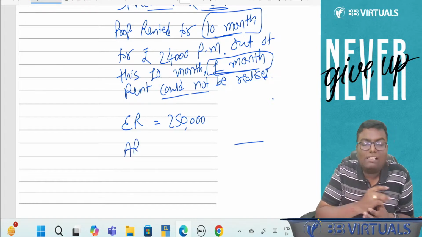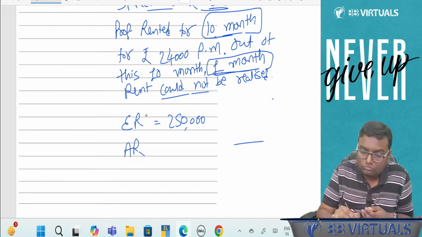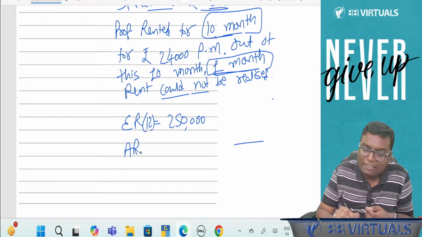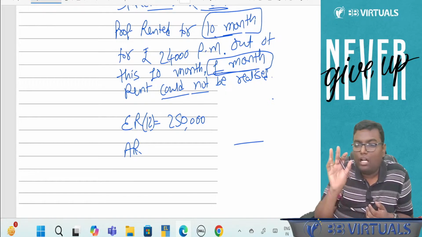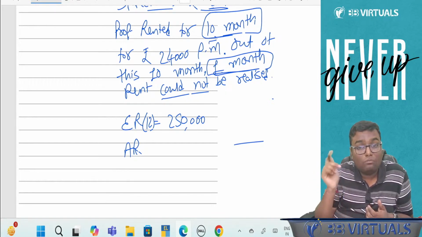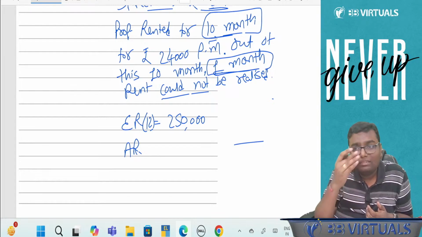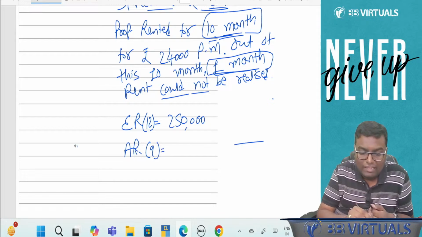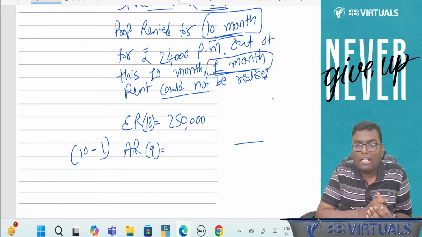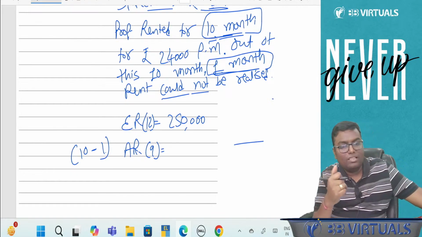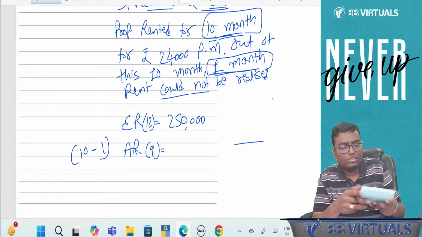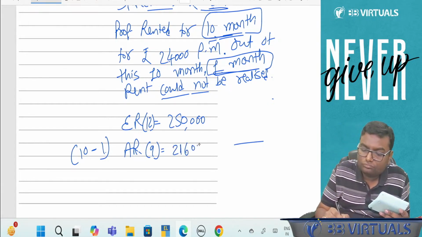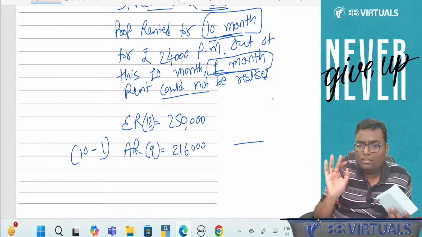Now the actual rent comes into the picture. This expected rent is of 12 months. Tell me, how many months of actual rent will I take? See, accrued is only 10 months, but from that also 1 month is unrealized rent that is to be reduced. So ultimately my actual rent will become 9 months. It is like 10 minus 1, accrued minus unrealized rent. So 9 months of the property's rent is received, 24,000 into 9, it is 2,16,000. The unrealized rent concept is done.